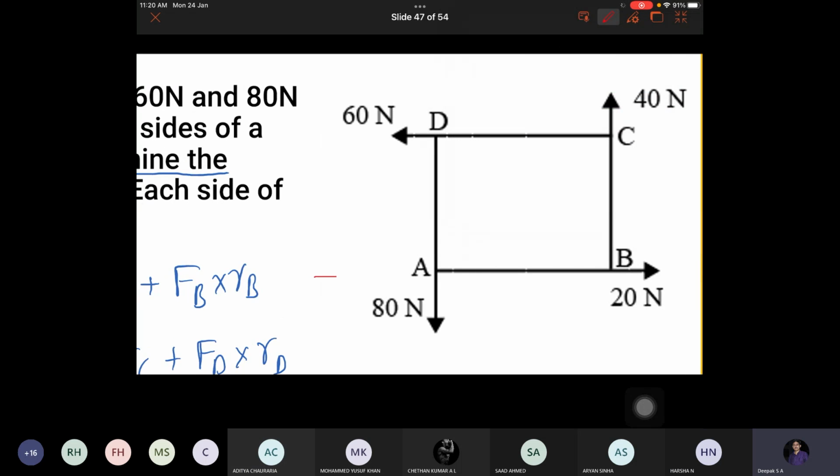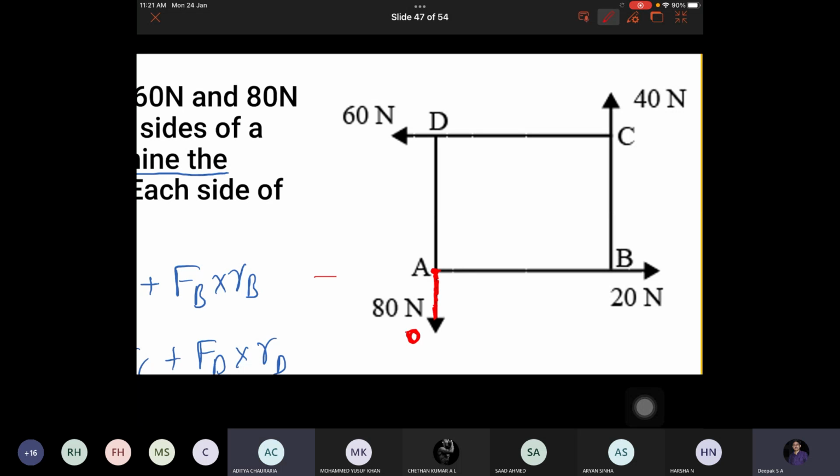See, now carefully observe. Is there any distance between this force and this point? Perpendicular distance, I'm asking. No, sir, because both are merging. The line of action of this force is coinciding with the point A. So there is no perpendicular distance between this point and this force. So the moment will be 0. Force is 80 Newton into distance 0, so the moment from the force is 0. Is it correct?